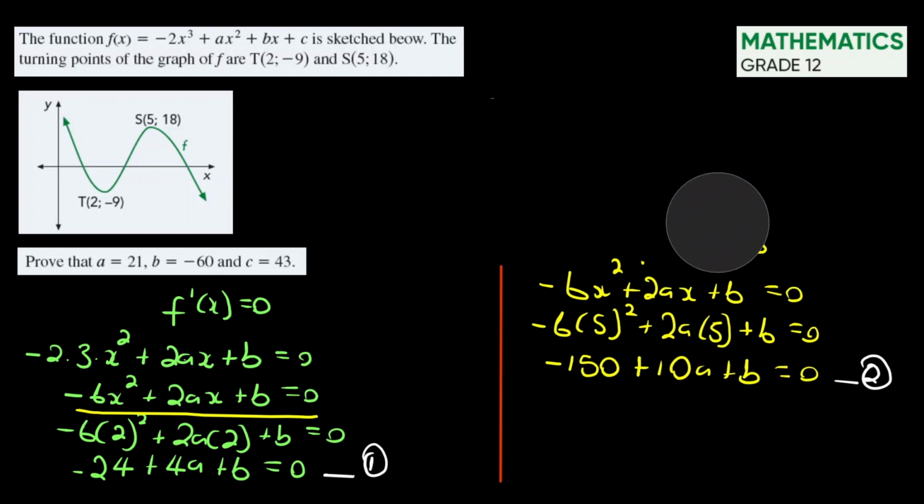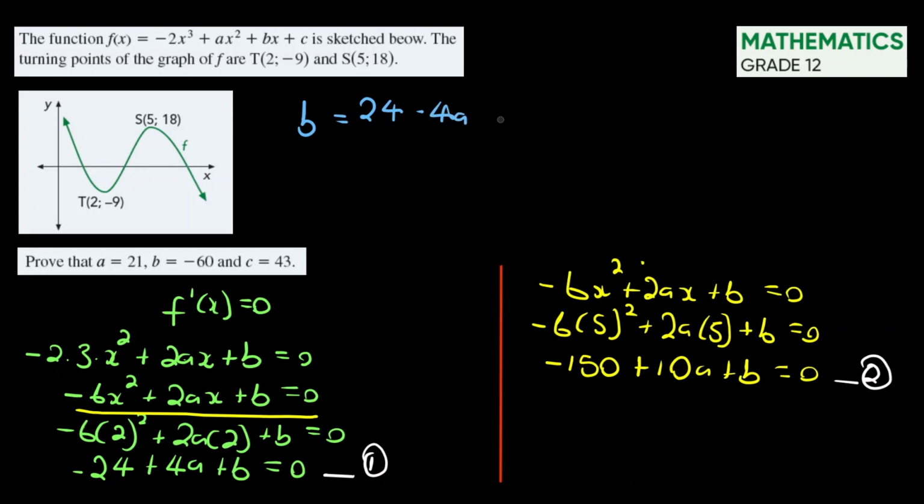The equation that looks less intimidating, either way, we can use equation 1 where we make b the subject. If we make b the subject, we take negative 24 and 4a to the right hand side, which will be positive 24 minus 4a, and this will be our equation 3. And what do we do? We substitute equation 3 into the unused equation, equation 2, meaning where there's b, we're going to substitute 24 minus 4a. We can go ahead and do that.